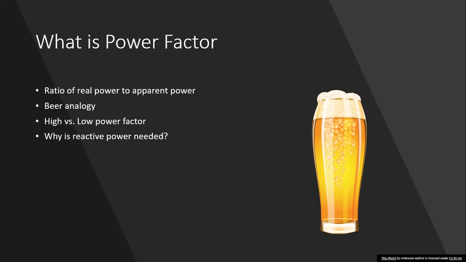So, we will start by talking about what is the power factor. The power factor is a ratio of real power to apparent power, where real power is measured in watts and apparent power is measured in volt amps.